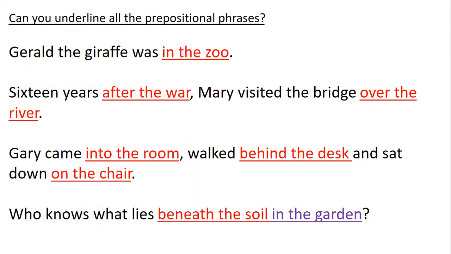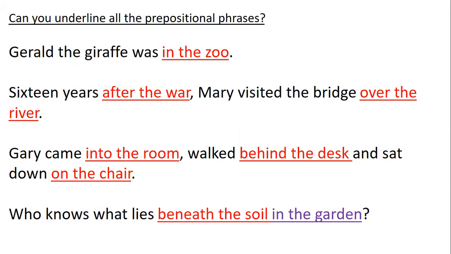So it tells us where the bridge is in relation to the river. It's over the river. And then we've got three in that third one. So Gary came into the room. He walked behind the desk and he sat down on the chair. So our prepositions are into, behind, and on.